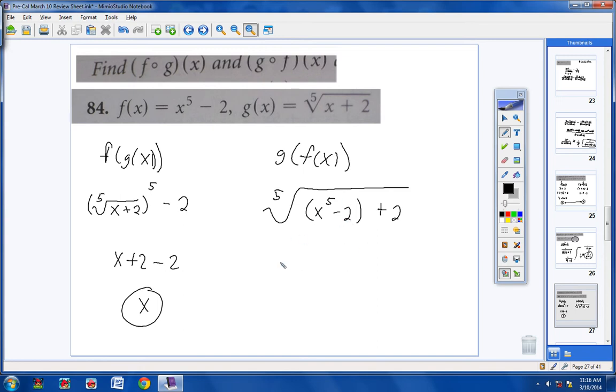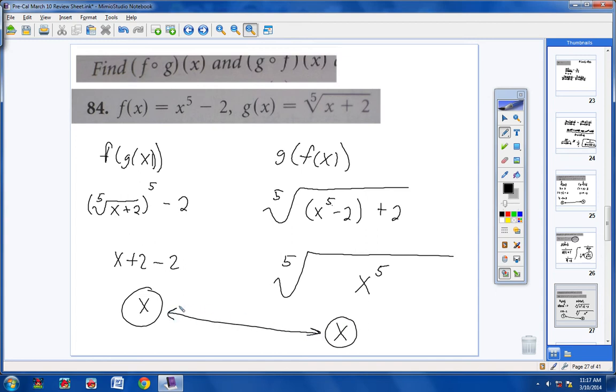Now let's simplify under the radical here real quick. Under the fifth root, I have x to the fifth minus 2 plus 2. That's just going to be x to the fifth. Well, the fifth root of x to the fifth is just x. Again, that's a coincidence that will not always happen.